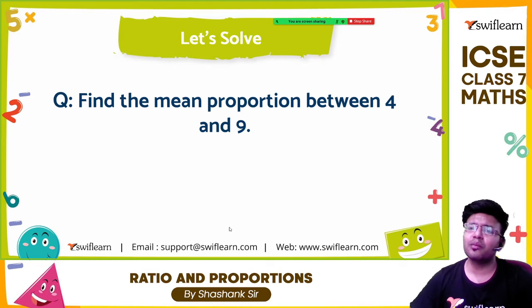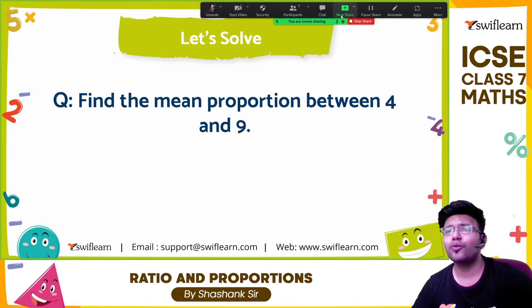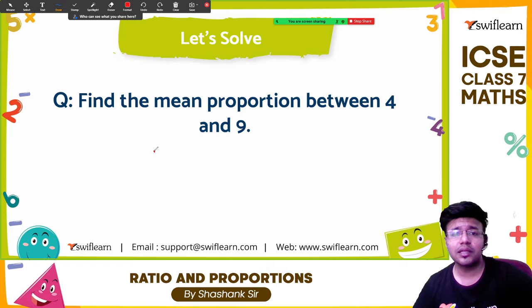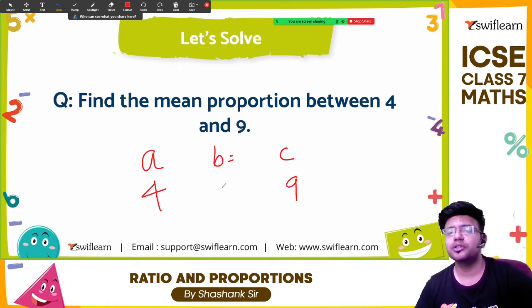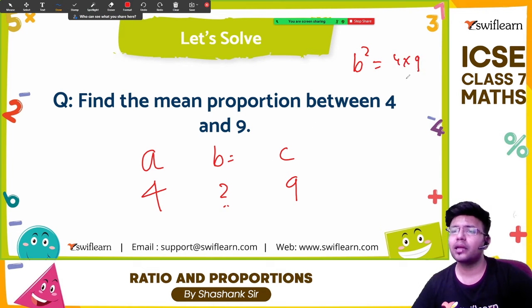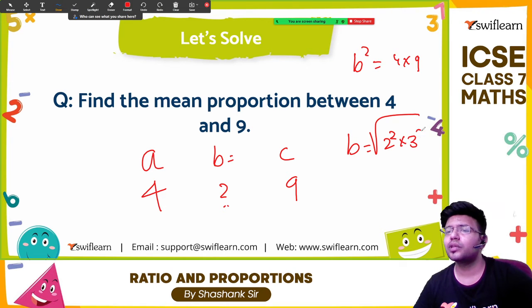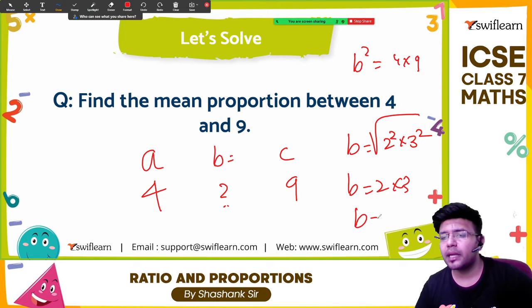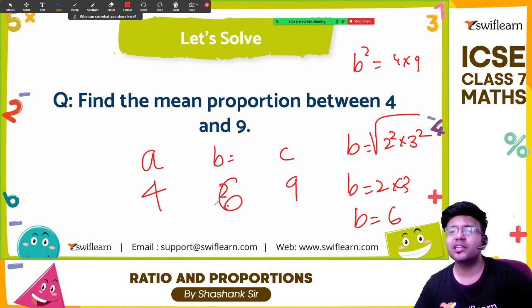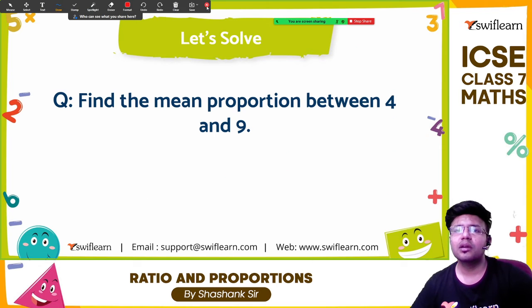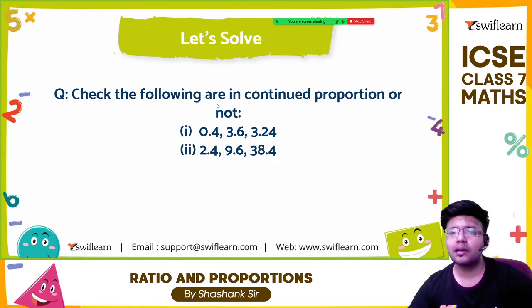Find the mean proportion between 4 and 9. These are a and c, and b is unknown. So b square is equal to 4 into 9. B is the square root of 2 square into 3 square. 2 square is 4, 3 square is 9. B is 2 into 3, b is 6. So 6 is the mean proportion between 4 and 9.